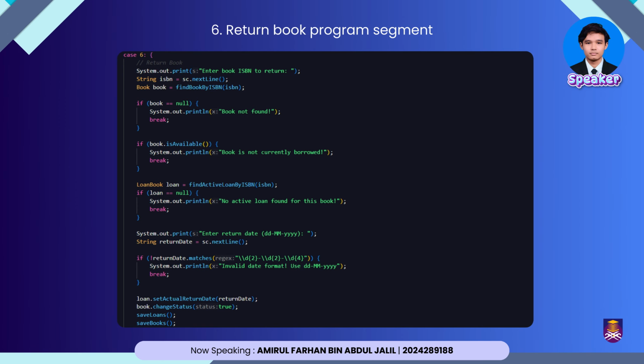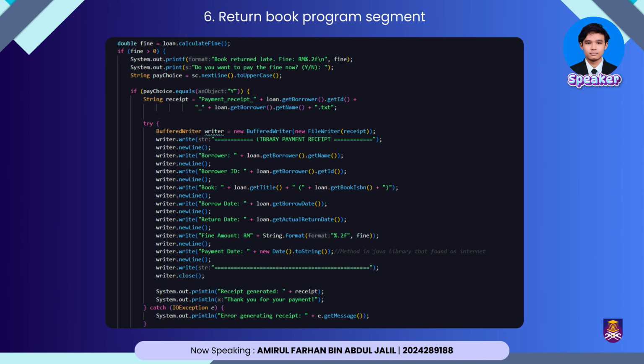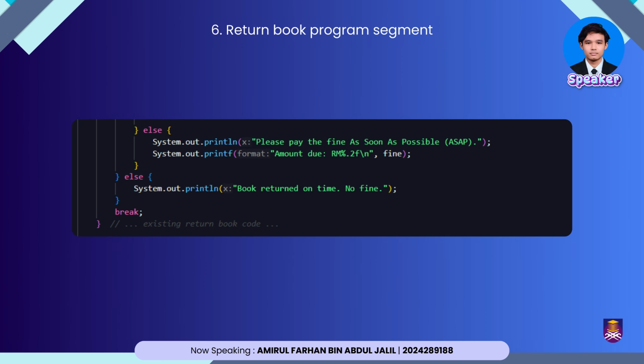So for our return book progress segment, in this case process book return, it will find the active loan by ISBN and set the date. Also, in this segment we will calculate the fine that will be paid by the borrower if they return the book after the return date, and if the user pays, the receipt file is generated and saved to the file directory. Then it will update book availability and save the data.